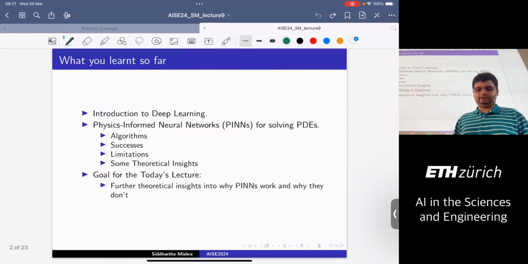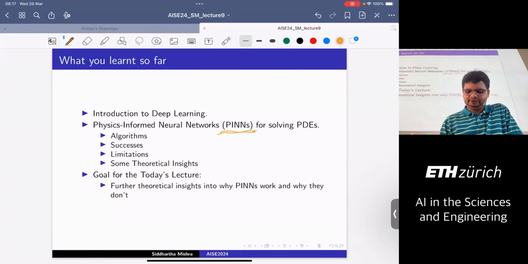As you can see behind me, so far we have focused on physics-informed neural networks, or PINNs, and we have looked at algorithms. And in the last lecture, what I tried to give you was some theoretical insights. The main idea is to see when PINNs work and when they don't work, especially when they don't work. As you will see today, there are many circumstances where they don't work. And I think we have a good understanding of that. And so that's the main goal today.